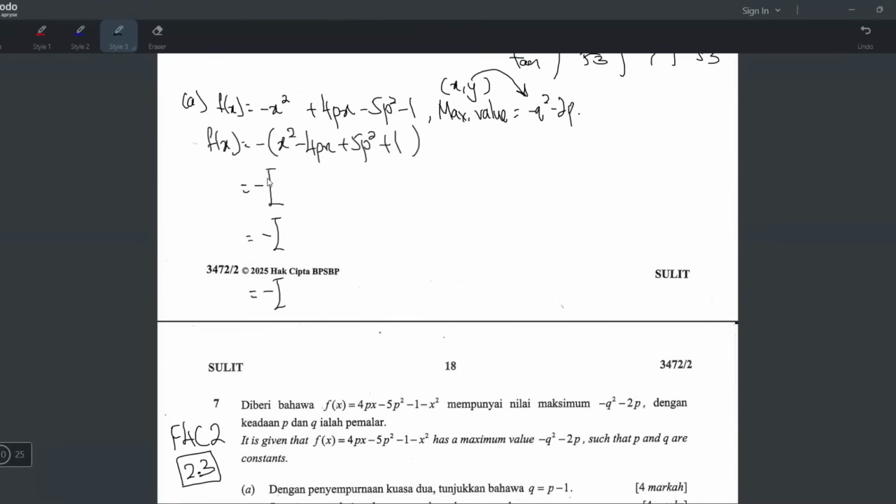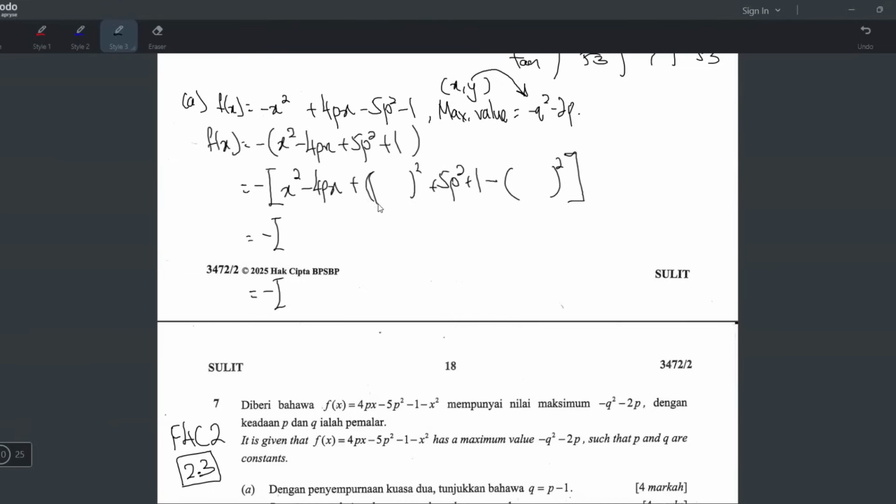Very, very important. So you have to make a big bracket, and then you write down whatever is inside here, x square minus 4px, and then the gap here and here, you have to write plus bracket square minus bracket square. That's how you do completing the square. So it becomes plus bracket square, and then write down this first, the plus 5p square plus 1, and then minus bracket square. And then, of course, you have to close the big bracket.